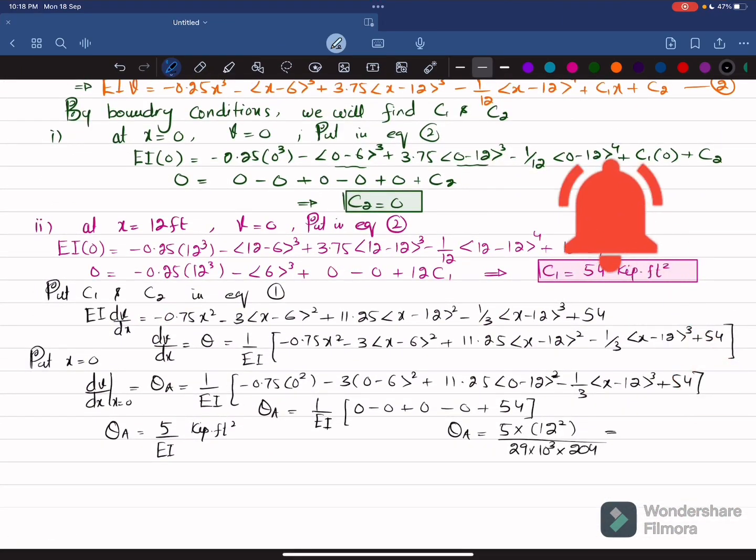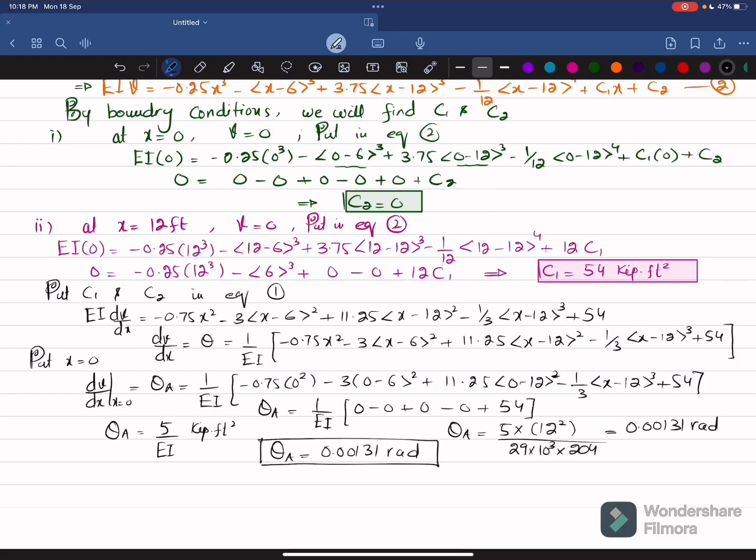So when you solve this, you will get theta A comes out to be 0.00131 radian. So this is theta A. If you want to convert it into degrees, we know that 2 pi radian is equal to 360 degree, so 1 radian is equal to 180 divided by pi. So multiply it, and you will get theta A in degrees. So this is the answer of our first part.